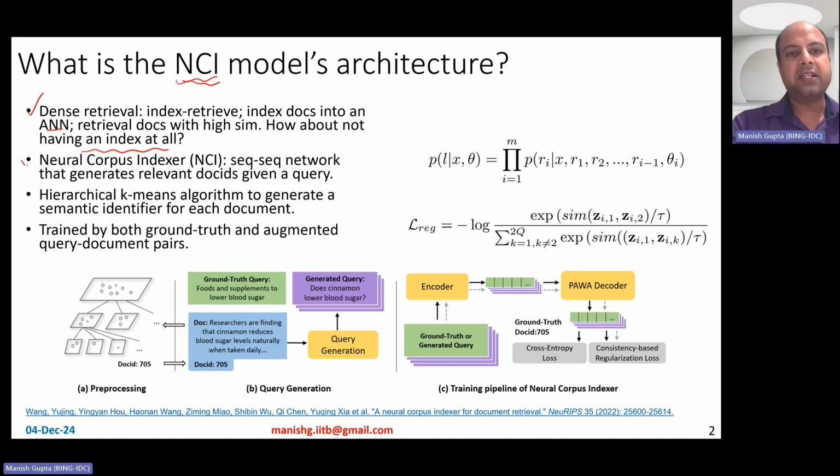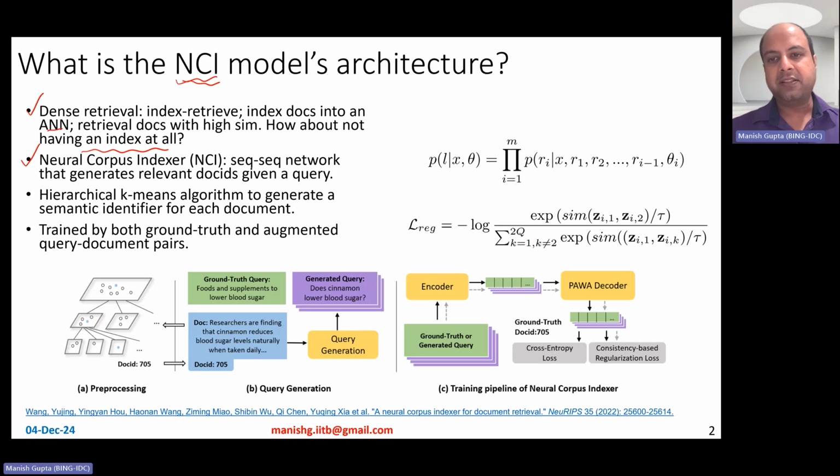So NCI is basically a sequence-to-sequence neural network that generates relevant document IDs given a query. The idea is that this encoder-decoder kind of model, which is transformer-based, is going to take the query tokens as input, and then it's going to generate relevant document IDs as output. Of course, it can't generate full documents, and therefore it's going to generate document IDs.